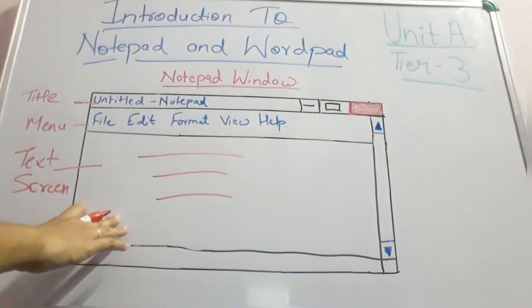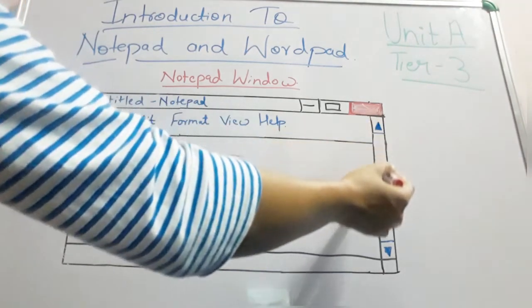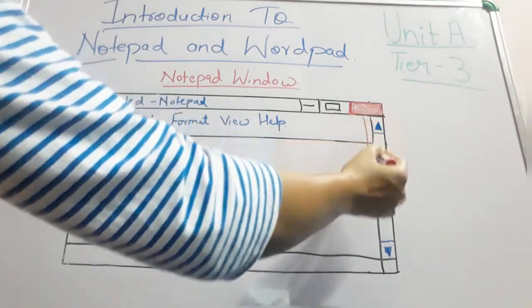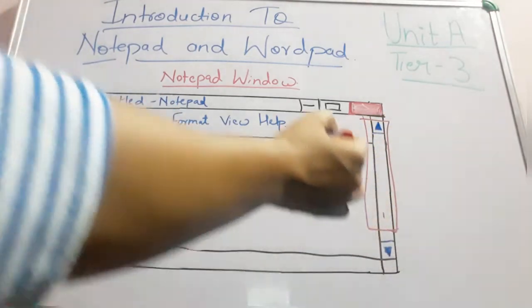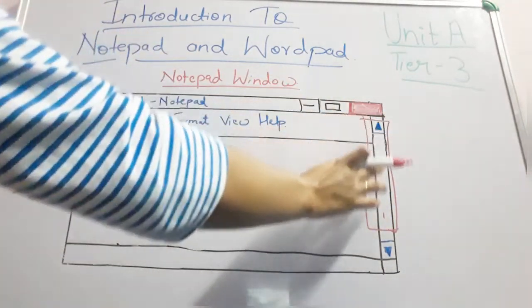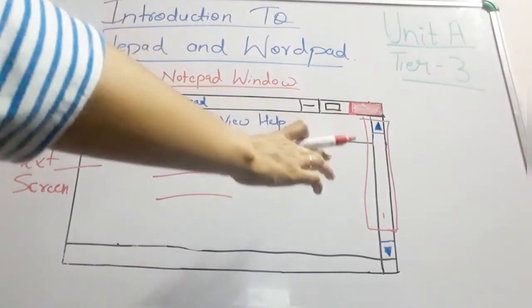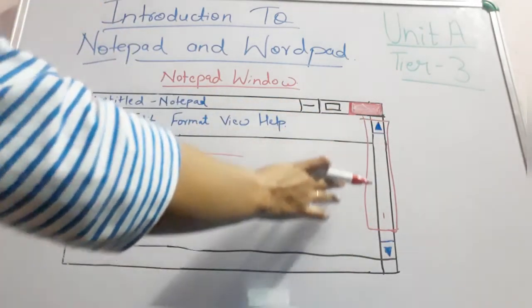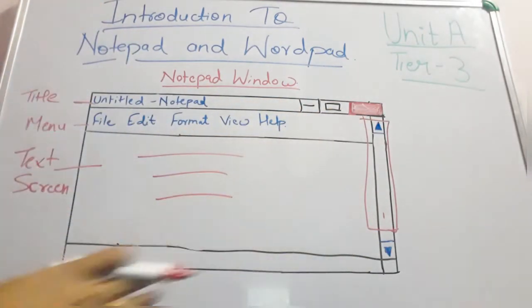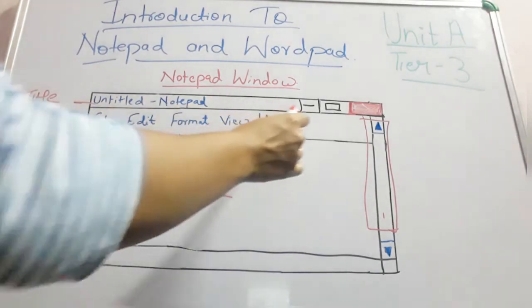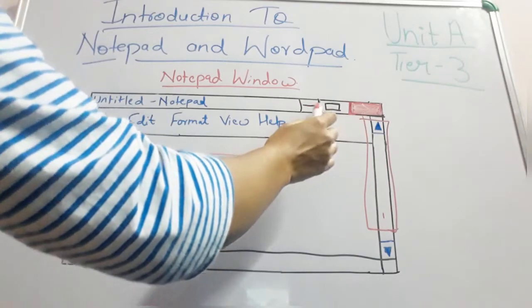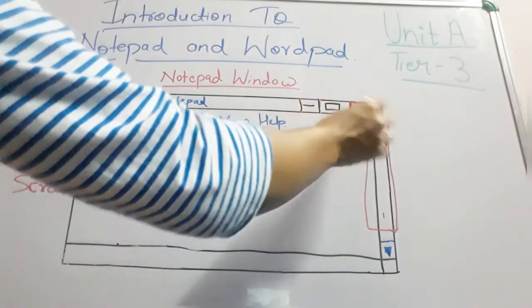Okay, now see this box, this part. Yes, this part is called the scroll bar. Through this you can move your document either upside or downside. Clear? Now these three buttons are given. Let's see what is the use of these three buttons.